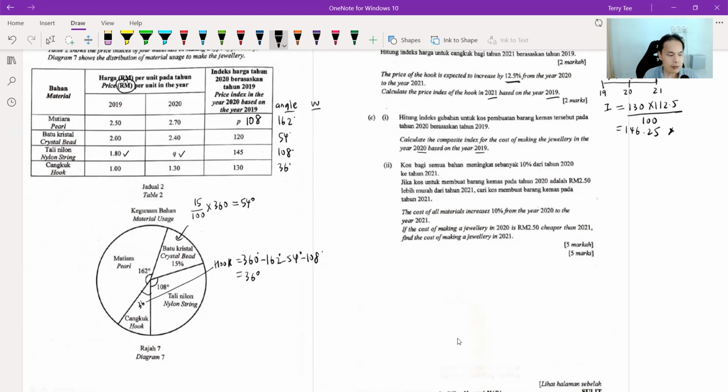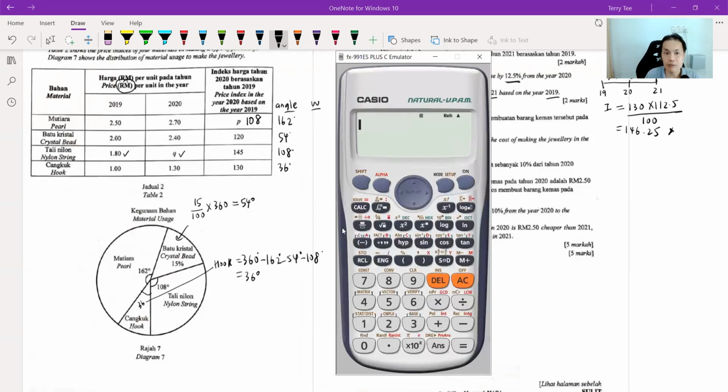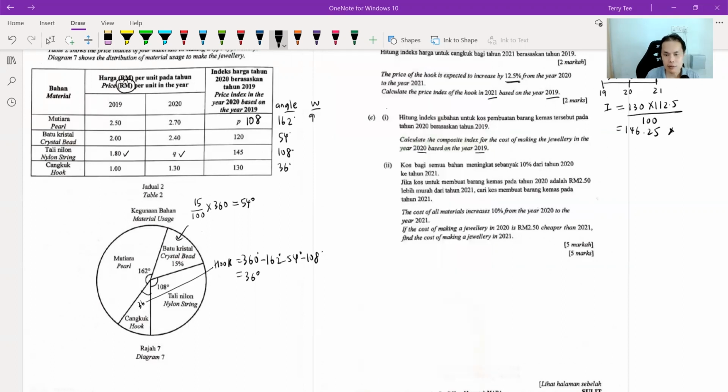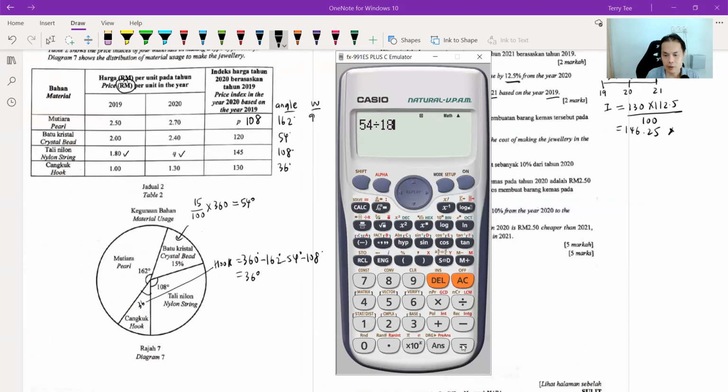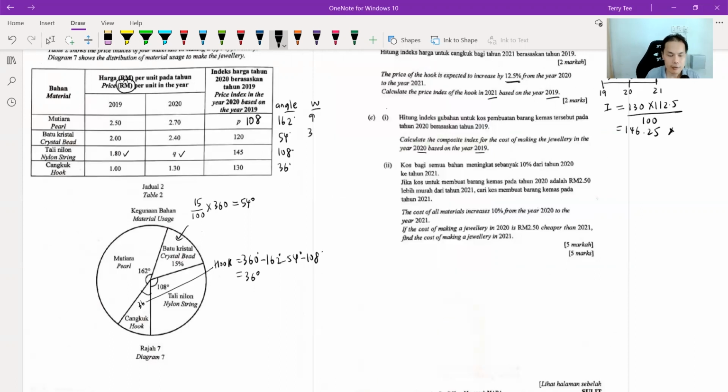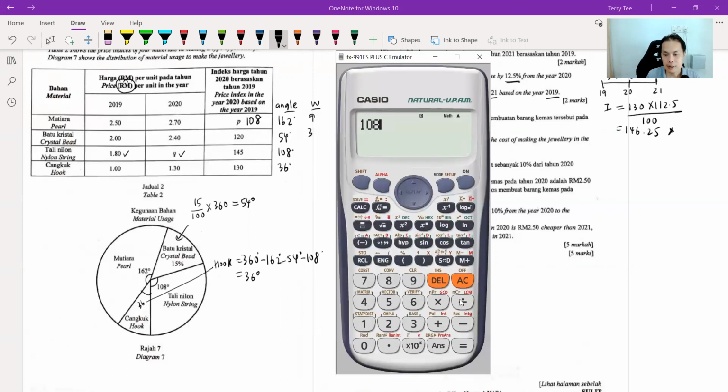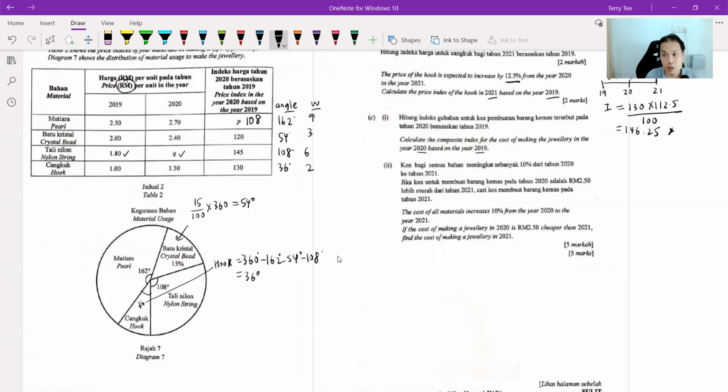Now notice that everything is divisible by 18. I can divide by 18. Now, if you're not sure, you can just do it one by one. You can divide by 2 first, divide by 3 first, until you can't divide anymore. So 162 divided by 18, I got 9. Let's take 54 divided by 18, I will get 3. 108 divided by 18, I got 6. 36 divided by 18, I got 2. Right? So I got the weightage.